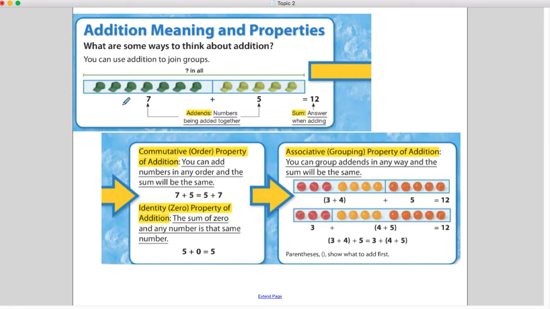Here's another picture again, so you kind of see that the numbers that we're adding are called addends. The sum is going to be our answer. This picture just shows you another way we're looking at commutative property again, identity property, associative property.